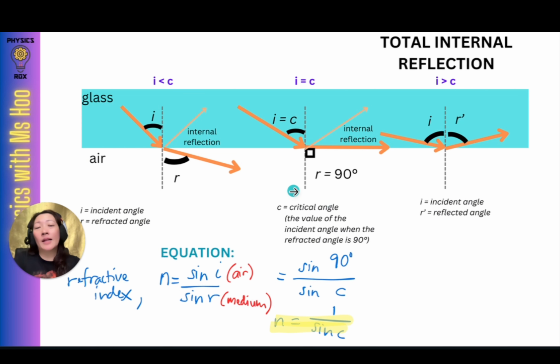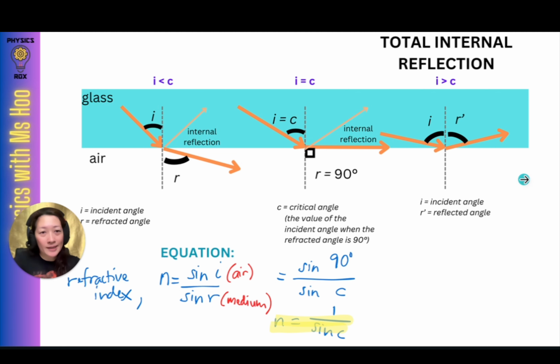However, if the incident angle is exactly equal to the critical angle, then the refracted light ray ends up following the boundary. That means that the refracted angle is 90 degrees. And yes, in both situations, some of the light ray undergoes internal reflection. However, if the incident angle is greater than the critical angle, then all the light rays are 100% internally reflected back into the material itself. And this phenomenon is known as total internal reflection.